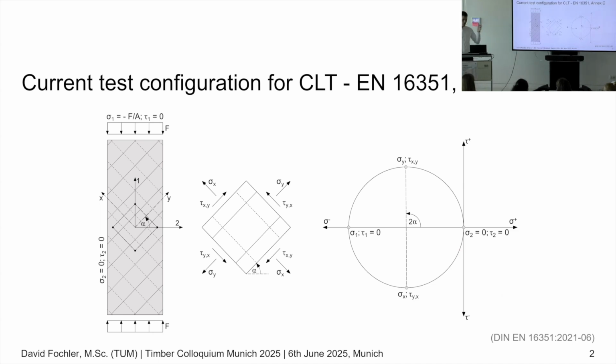But no known method yet is suitable for testing all variations of wooden elements. They are all limited to specific products. Even this diaphragm shear test setup has one problem. The resulting stress state, shown here, is always under compression because of the force. Here and here, we have always compression. That means if we use any other angle in the laminated timber than 90 degrees, this will result in stability failures instead of shear failure, and we don't want that.